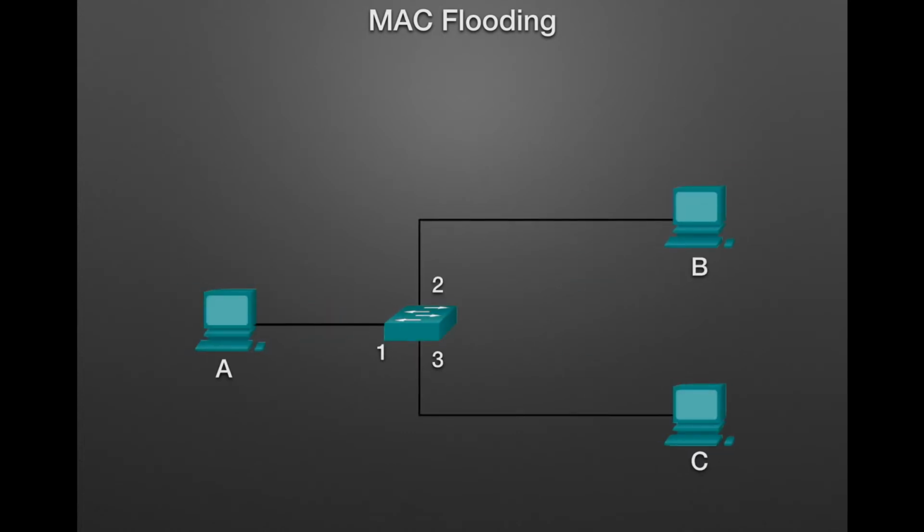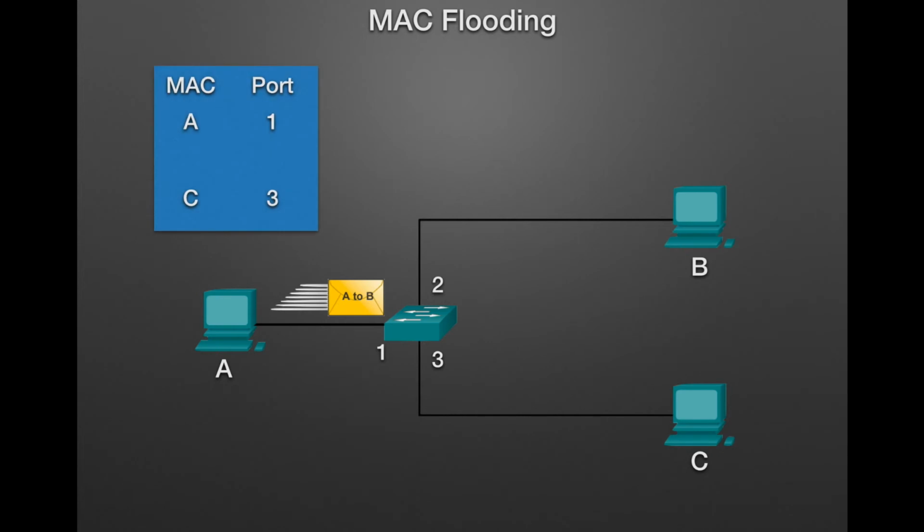Now we're going to talk about common attacks done on switches. The first one is MAC flooding. Imagine you have a network like this, and A wants to send a message to B. The message will reach the switch, and the switch is going to check its MAC address table for the port where the MAC of B is. Of course it's not there, so the switch is going to flood the network with this message except for port 1 where A is. Eventually B is going to get the message and C is going to drop it.